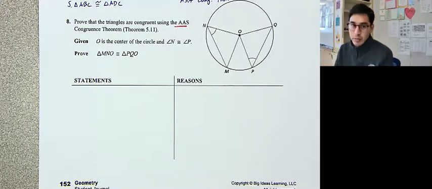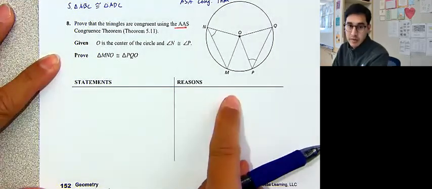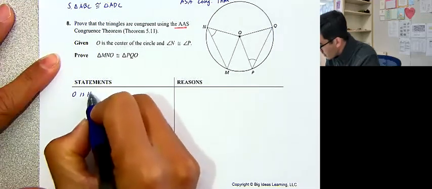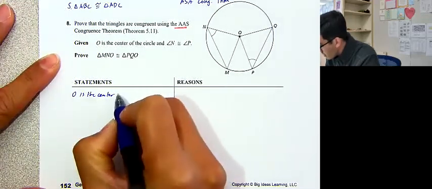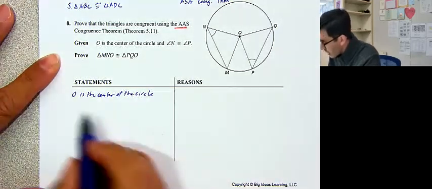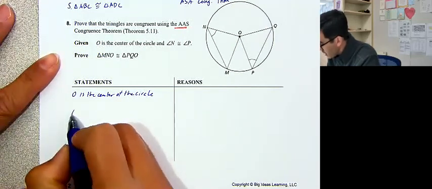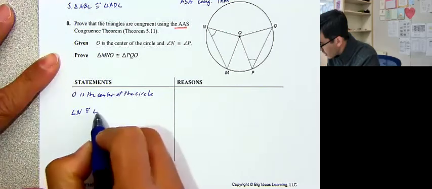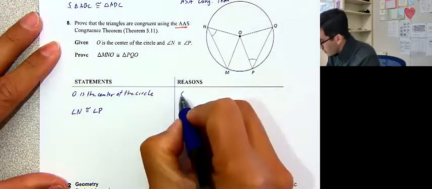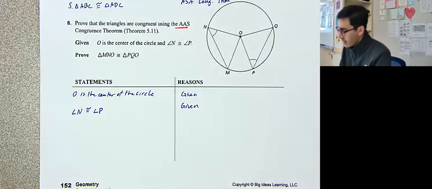All right, so as with all proofs, given statements go on top, proof statements go on bottom. First reason is always given. So point O is the center of the circle. And let's go ahead and write this on a different line just because of the space. Angle N is congruent to angle P. And we already see those are marked there in the figure. Okay, so I'm going to put given for both of those.